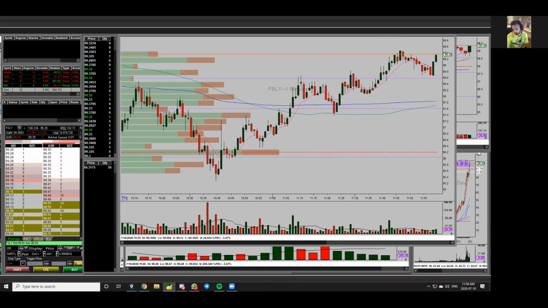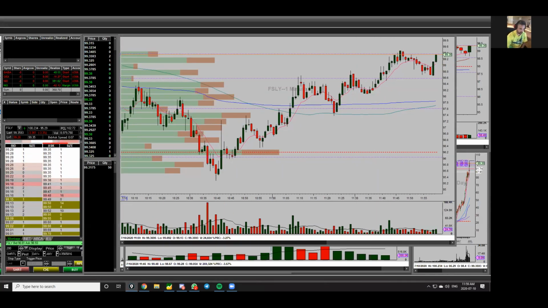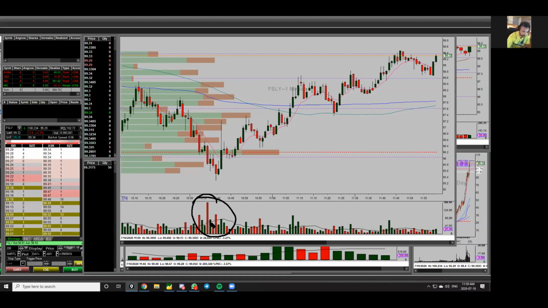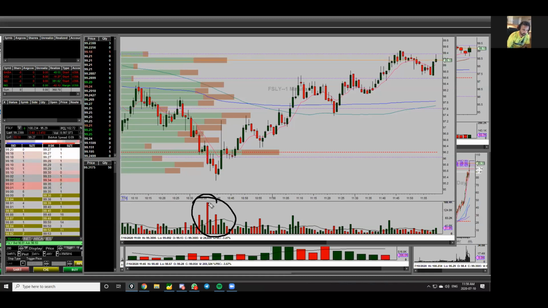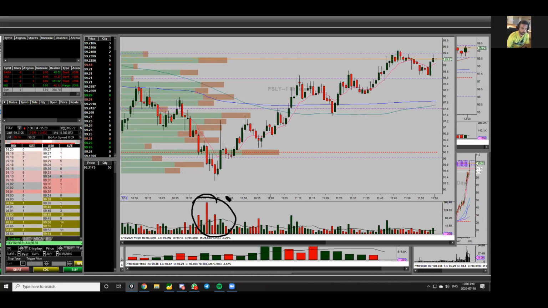This is actually a really good example here of what we've been talking about already, okay? So I'm going to go through this because look at FSLY right here. This volume is what I like to call climactic volume, okay? You see how this volume bar right here trumps all the other volume bars? This is climactic volume. That means big players are stepping into or in front of this trade at this point. Don't just go long on this climactic volume, but expect a reversal, okay?